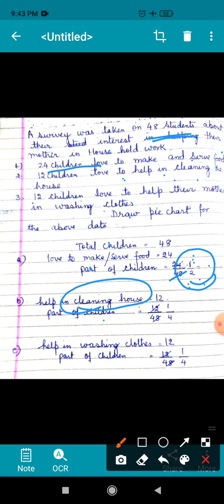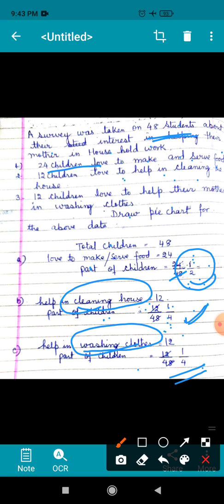Similarly, we can calculate for the children who love to clean the house and who love to wash clothes. Here, out of 48 children, 12 children love to clean the house. So when we solve it, you will get 1 by 4, because 48 and 12 are both divided by 12. 12 ones are 12 and 12 fours are 48. And similarly, for washing clothes, you have got the fraction.